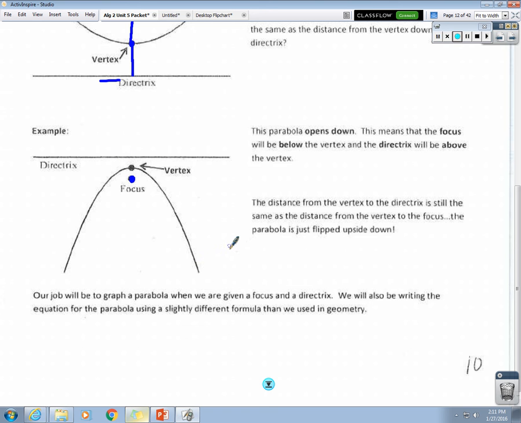So what we're going to do today is graph a parabola given a focus and directrix. They're going to give you the focus and the directrix, and you're going to graph the parabola. We're also going to write the equation of that parabola, but it's going to be a slightly different formula than we learned in geometry. So let's go to the next page.